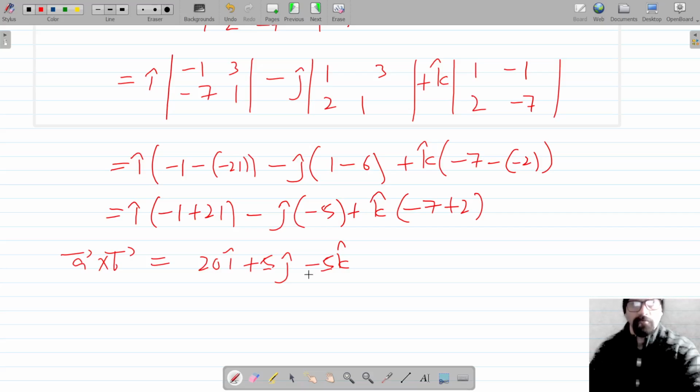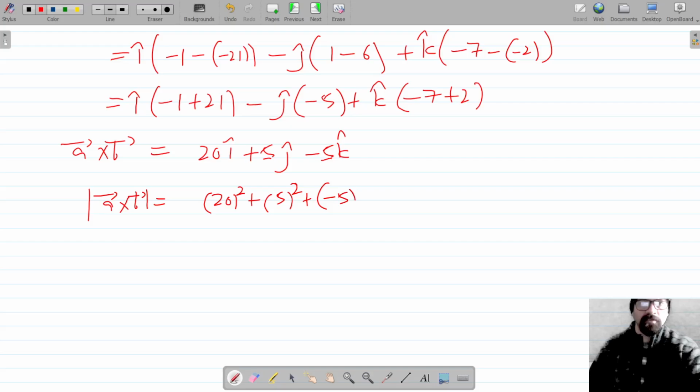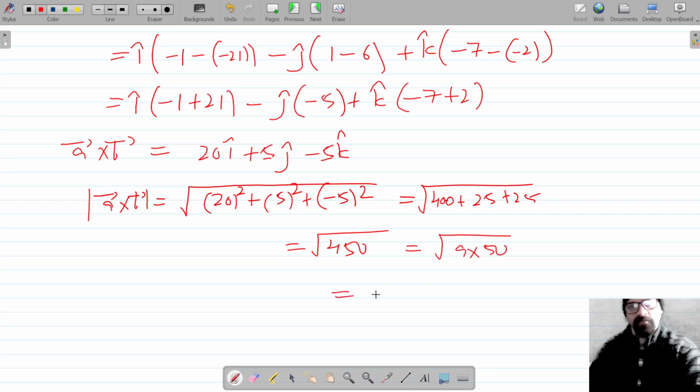Okay, now we have to find the area of the parallelogram, which is the magnitude. So let's find out the magnitude of A cross B, which is the square root of the sum of the squares of the scalar components. So 20 squared is 400, plus 25, plus 25. So this is 450, so this is under root 450, and I can write under root 450 as 9 into 50, and 50 can further be written as 9 into 25 into 2.